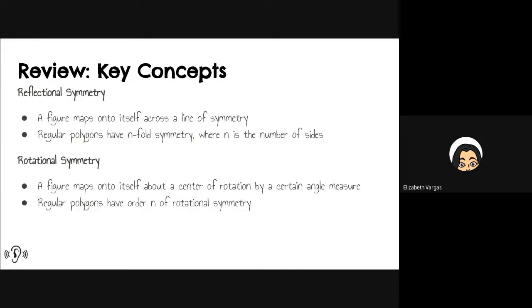Rotational symmetry, on the other hand, is a figure which maps onto itself about a center of rotation by a certain angle measure. So we rotate that angle until it matches back to where it originally was. And regular polygons have n order of rotational symmetry, where n is the number of sides. So again, a triangle has 3 sides. We know that a triangle is a regular polygon, and so that triangle has n-fold reflectional symmetry.